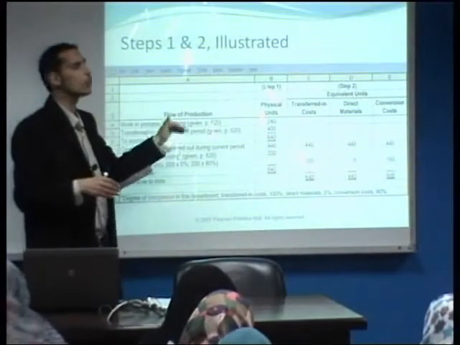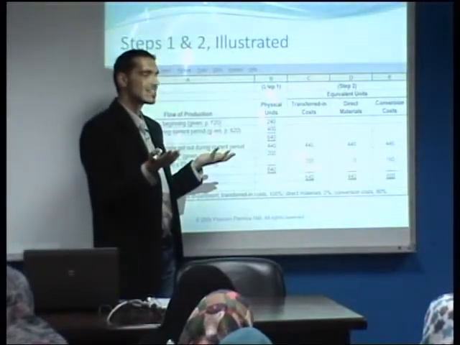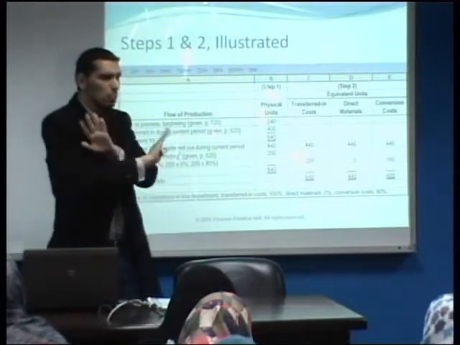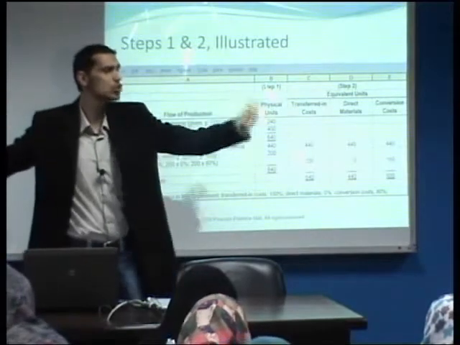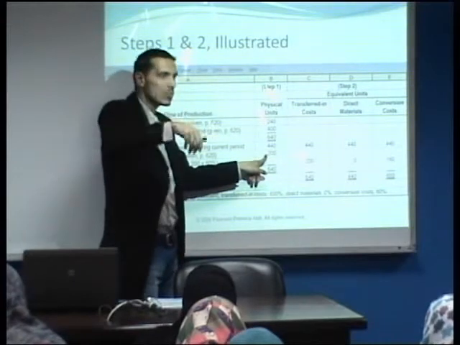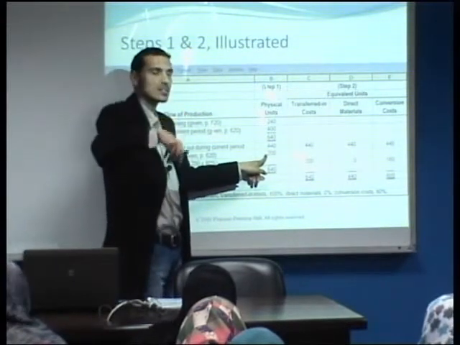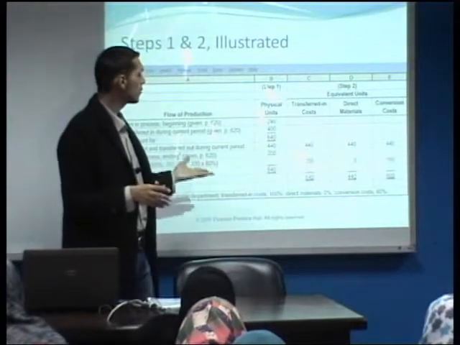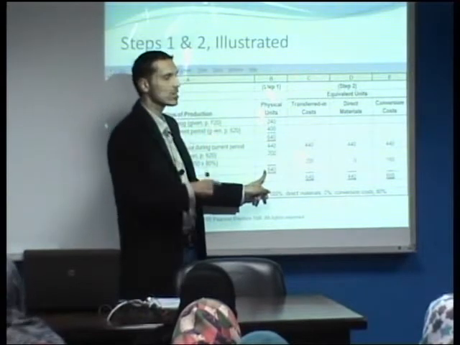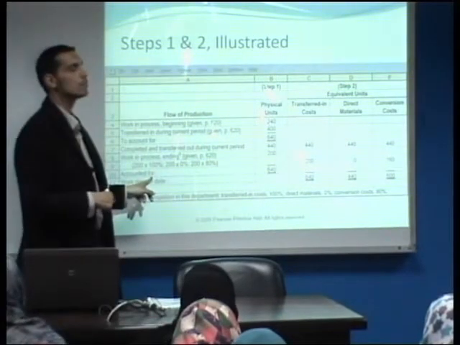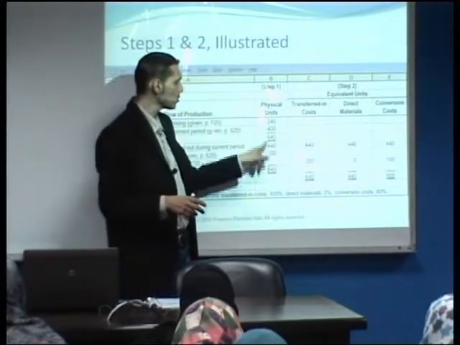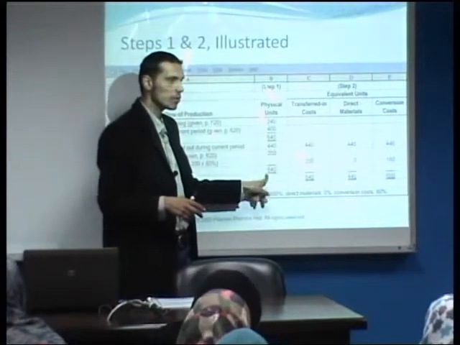From this 640, now we need to answer the second question. From the 640, 440 were completed and transferred out as finished goods, and 200 were still in process at the end of March. Therefore, the total of 440 and 200 would most definitely equal 640, which is the total number of units that has been accounted for. Of course, these two numbers should always equal, the 640 with the 640.